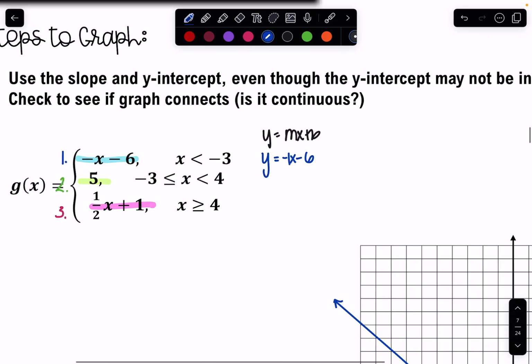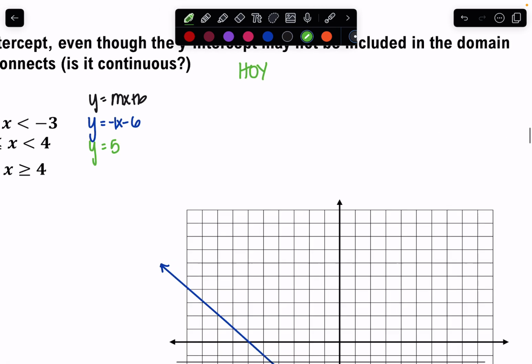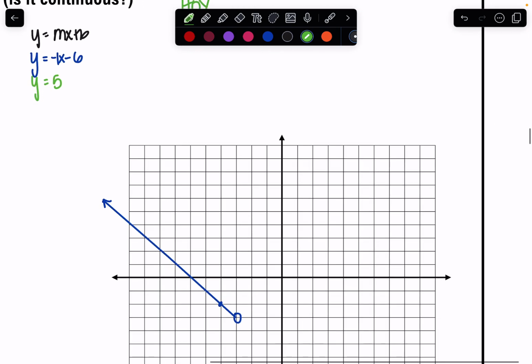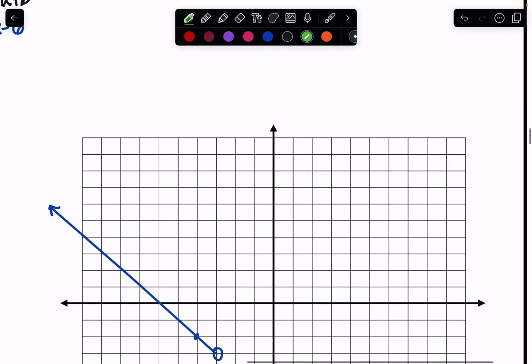So let's do that again. This one is g of x equals 5. Or remember, g of x just y equals 5. So I've told you not to forget about this. Don't forget about these special lines. So this is HOY. Horizontal line, 0 slope is written as y equals a number. So I'm going to just make a horizontal line through 5 on the y-axis. Because again, this is a horizontal line. So I can go up 1, 2, 3, 4, 5.